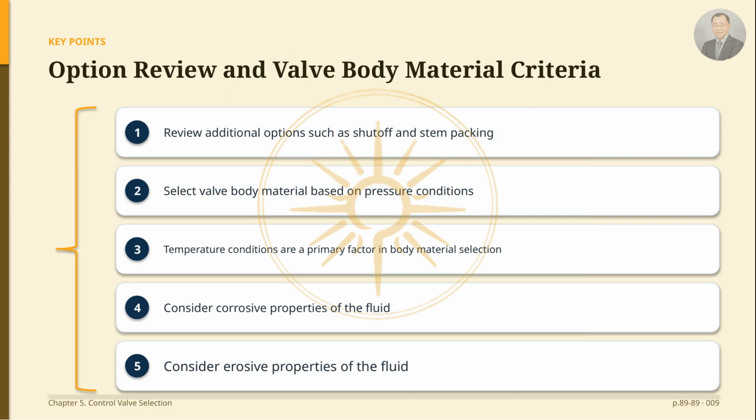Next, I would like to introduce the review of options and the selection criteria for the valve body material. In the final stage of valve selection, additional options such as shutoff class and stem packing are reviewed. The selection of the body material is typically based on 4 factors. First, operating pressure. Second, temperature. Third, the corrosion properties of the flowing fluid. And fourth, its erosion properties. These 4 factors serve as the basic starting point for determining which material to use.